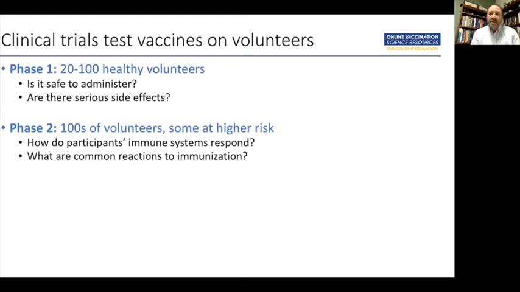So the questions with a phase 2 trial are, how do participants' immune systems respond to vaccination? Do they actually start making antibodies? Do they get protective immunity? What evidence do we have that this is happening? And what are common reactions to immunization? So phase 1 is to ask, is there anything that goes seriously wrong when people are inoculated with this vaccine? Phase 2 is about asking, what is the most likely response upon vaccination?